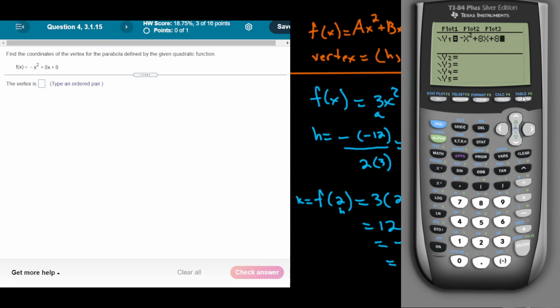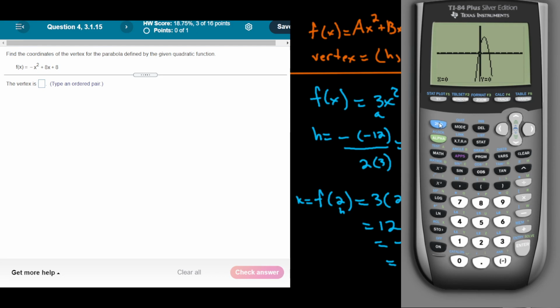Let's hit graph to see if it's even in there. Before we do that, I want to go to window. Let's go to zoom and make it into Z standard just to see if it's in there. So it's going to graph it up for us. The parabola is way up there. So we're going to hit zoom and go to 3 so we can zoom out. And let's hit enter one more time. We're not going to keep doing it this way, but I just want to show you how to find a vertex using your calculator.